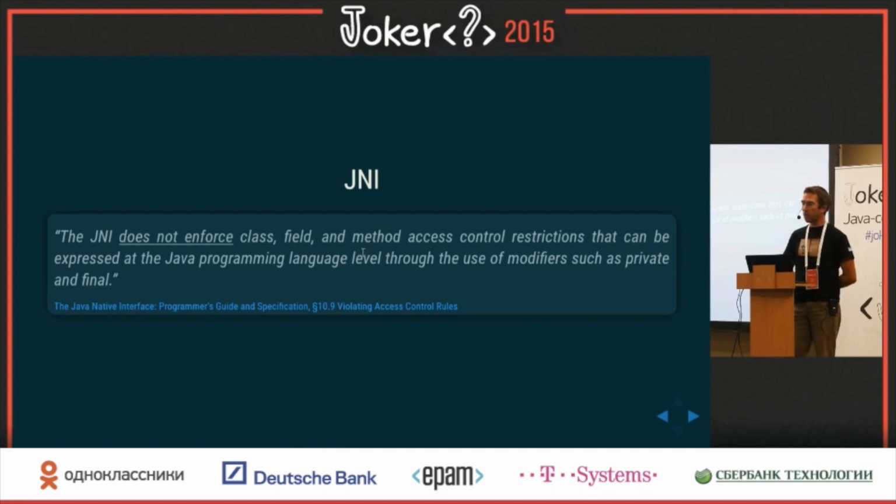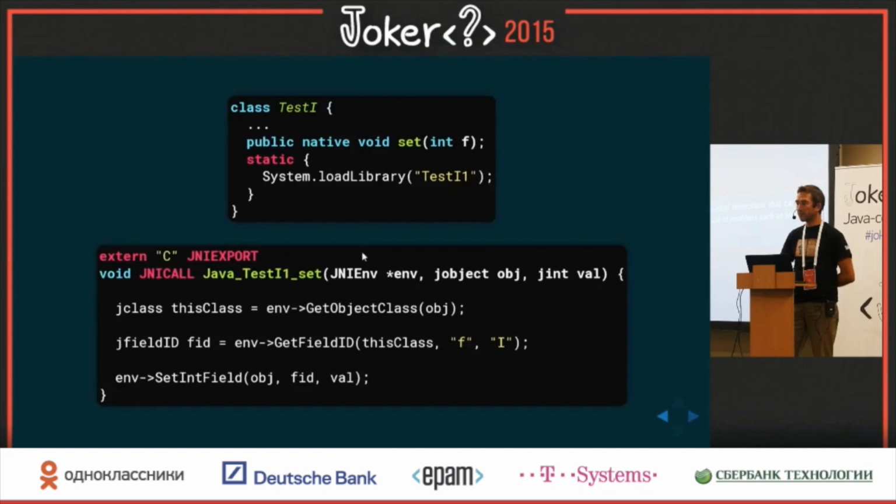There are different ways. One of the easiest is, of course, JNI, because JNI does not enforce any class, field, or method access control restrictions. Once you're in native code, you can do anything you want, and you could also change the value of final fields. So this is how the implementation of the set function would look in native code. We just define the function as native, and then we implement it. It's just 3 lines of code. Actually, we just get the field ID of the field named f with the type I of the class, and then we call SetIntField on the object, and that's it.